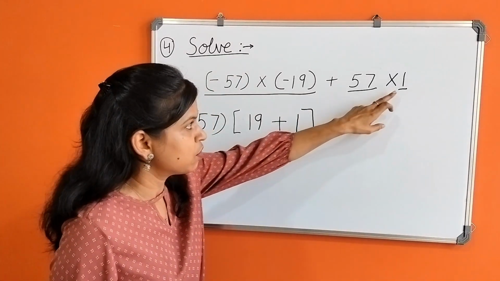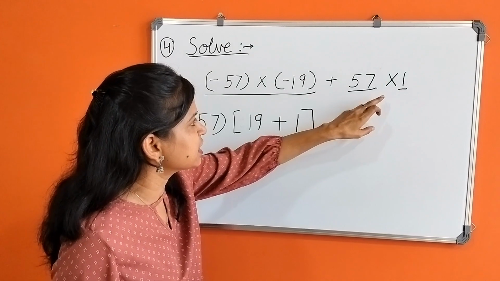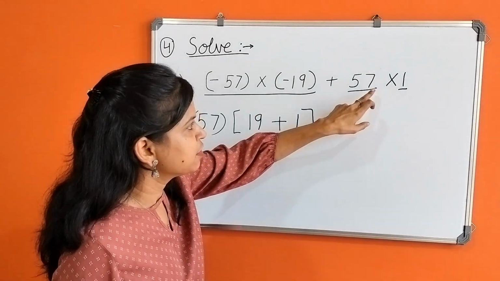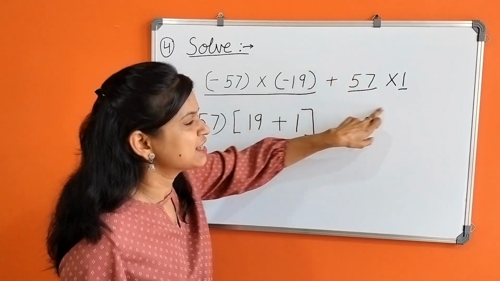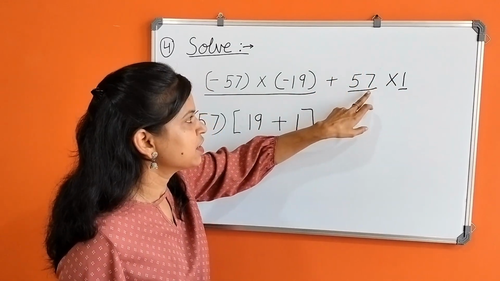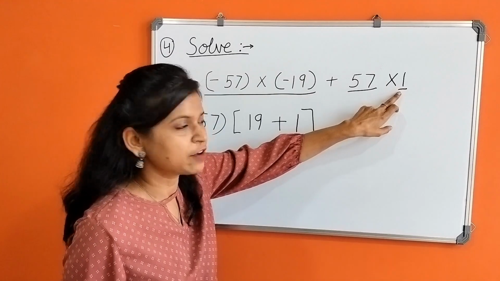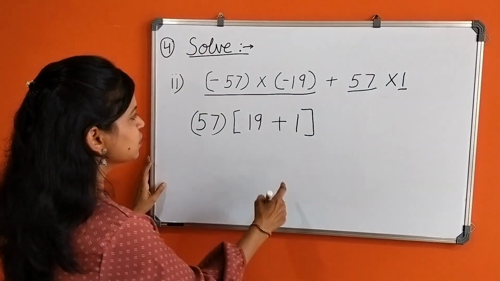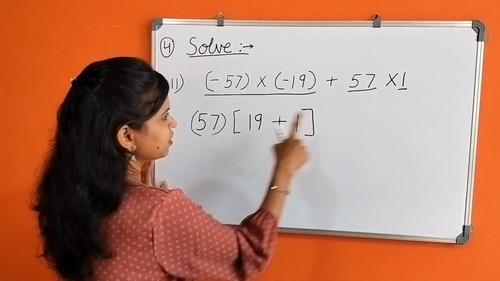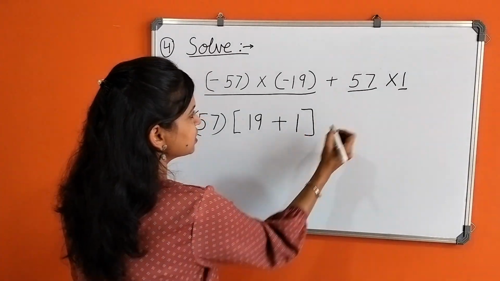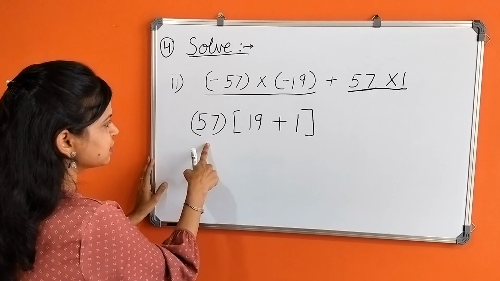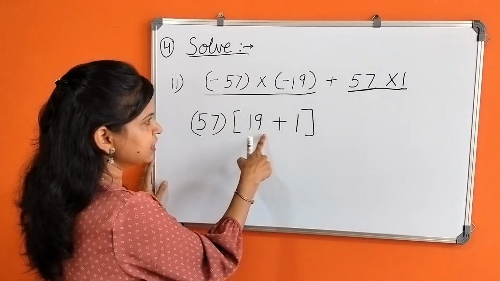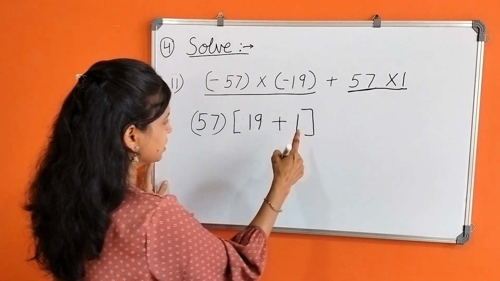Not 0. Only 1 is remaining. Don't think that 0 will be here. If we do 57 into 0, then this will be 0. So 57 into 1. We have to assume 1 only. So 57 has been taken out. 1 is remaining here. Now this is the second group. Okay. So now 57 in the other bracket, 19 plus 1.